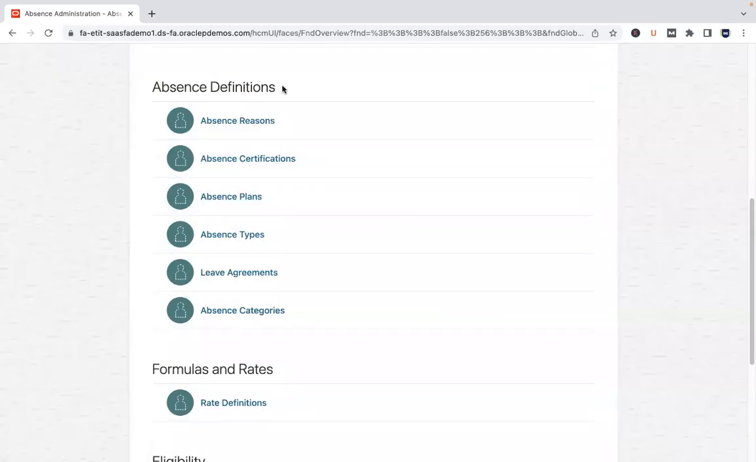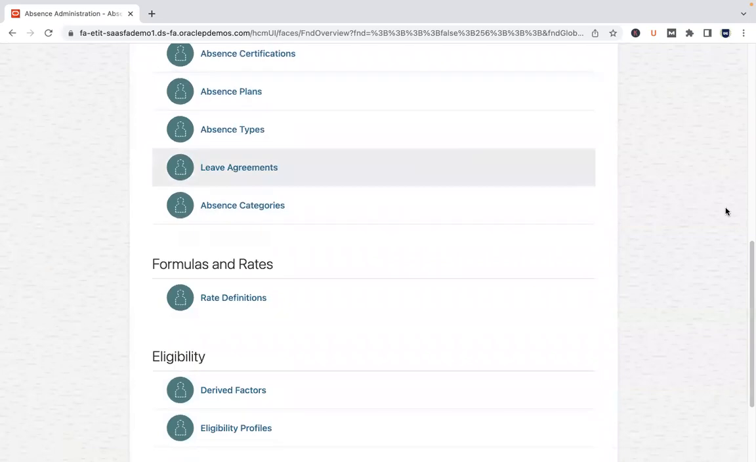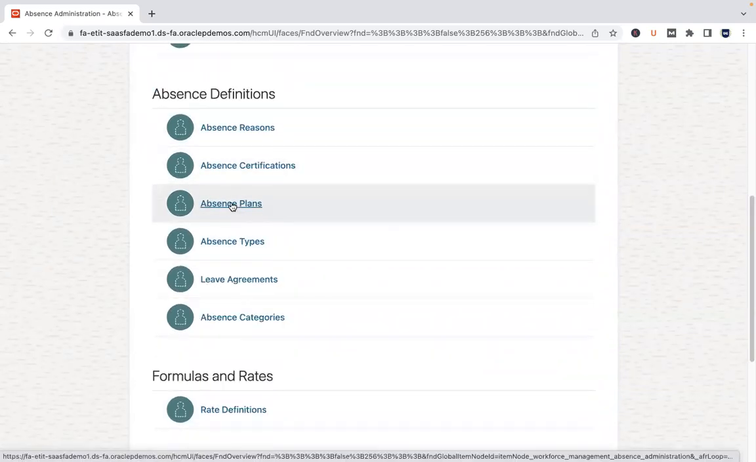I'm in absence management now. We will go ahead and define the plan. And within the plan, I'll show you how you can use other components that you see here: absence definition, absence plan.